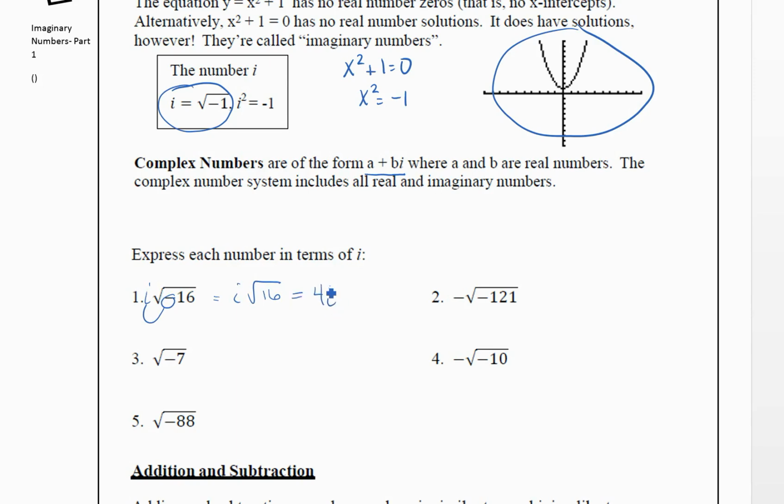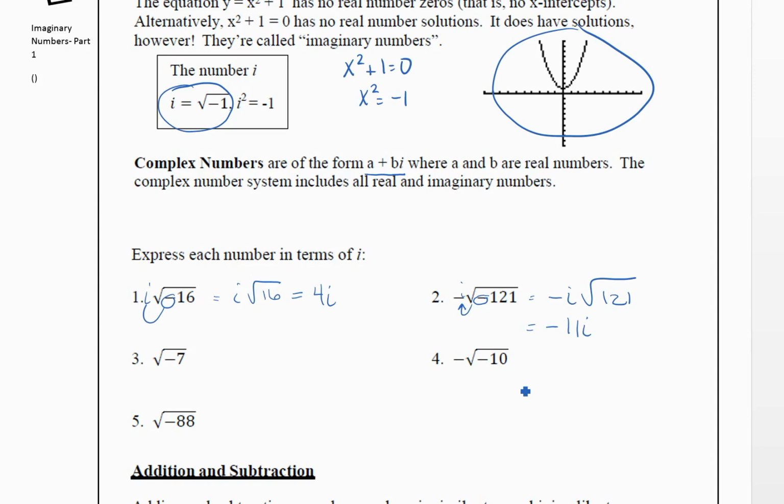Okay? Here we have negative times the square root of negative 121. Now, we're going to leave the negative out front alone. This negative under the square root comes out as an i. So we're going to have negative i square root of 121, and the square root of 121 is 11, so this would be negative 11i. So the negatives here don't cancel out or anything.